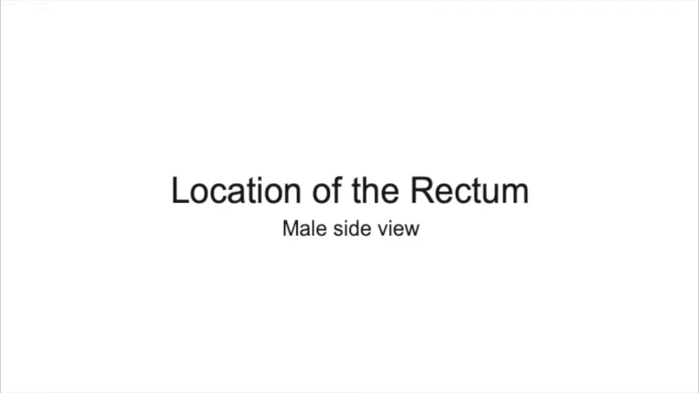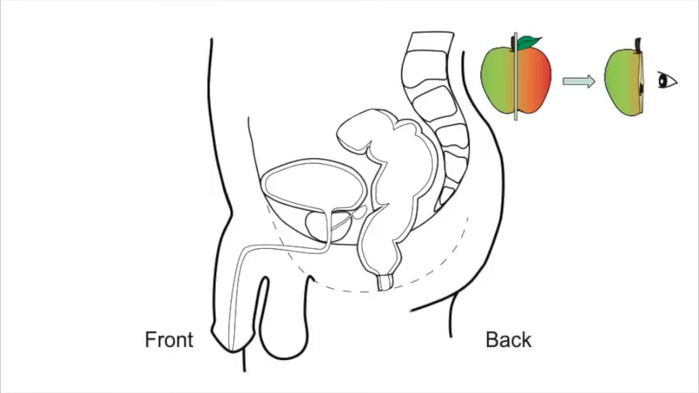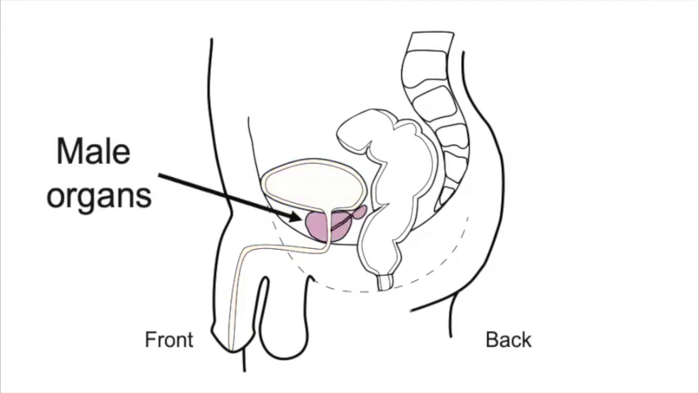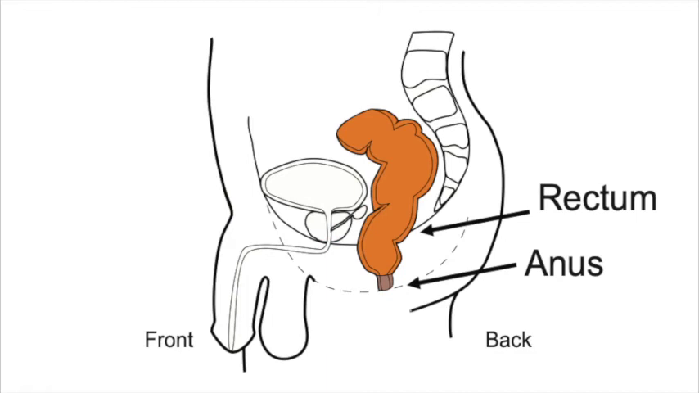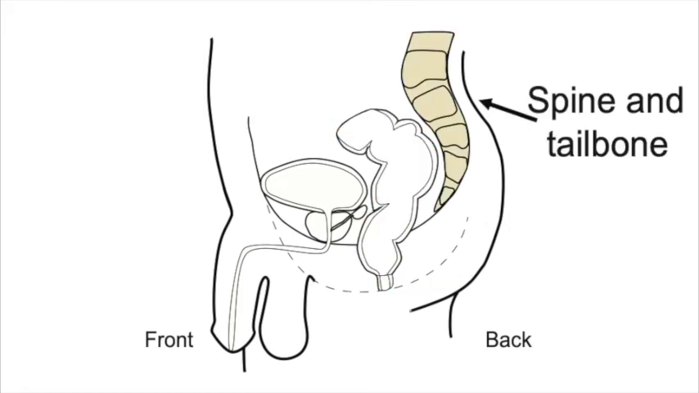We will now go over the organs around the rectum in a male. Here we have a side view of an adult male. Moving from front to back, the first structure we see is the bladder. Under the bladder, we see the associated male organs, including the prostate. Moving further back, we then see the rectum. At the bottom of the rectum is the anus. The last structure is the spine and tailbone.